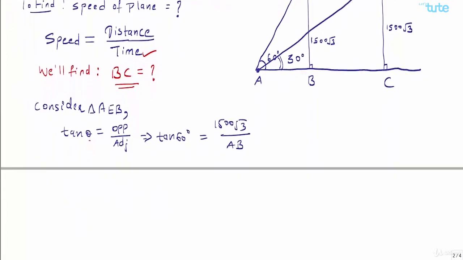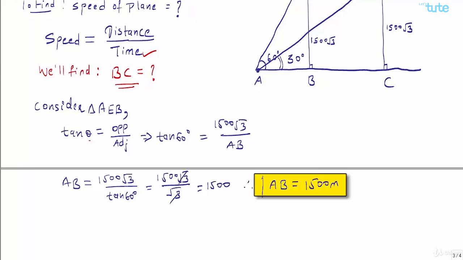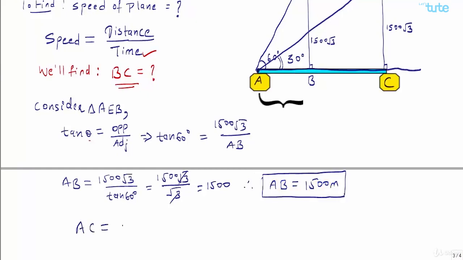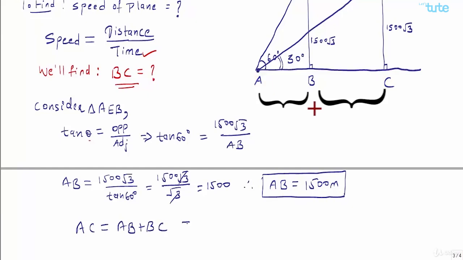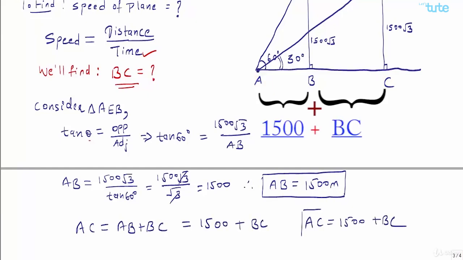So on simplifying, we know that the value for tan 60 is root 3. Therefore, AB is equal to 1500 meters. And now I can also write down side AC as AB plus BC, which means 1500 plus BC. So friends, now it's very simple to find out the distance BC.